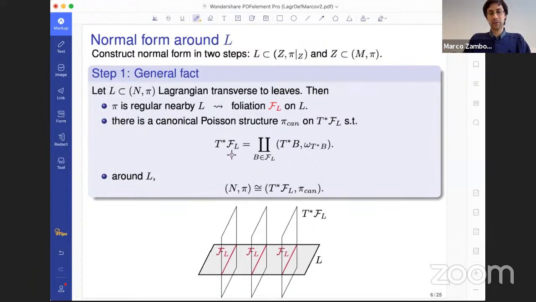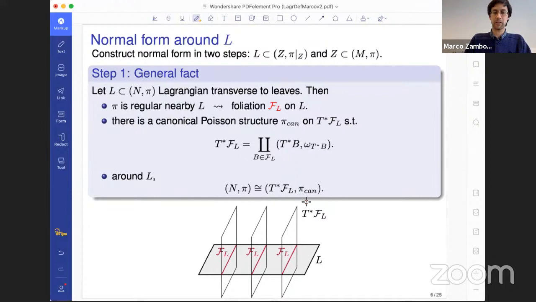So what does that mean? You have this foliation on L. In this picture, L is two-dimensional, and the foliation has to have codimension one, so it's one-dimensional. So you take the cotangent bundles of all the leaves and you put them together, and the cotangent bundle of any leaf, or of any manifold, is of course symplectic. So that gives you the symplectic foliation for the Poisson structure on the normal model. And I will denote it by P canonical.